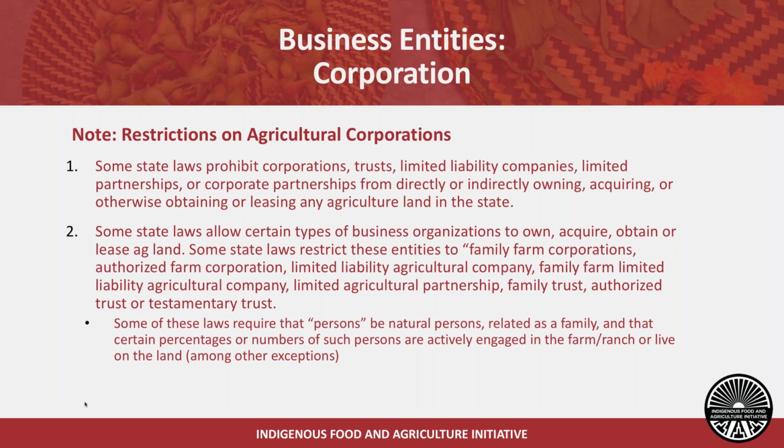Some of these laws require that the persons be natural persons, so you can't have a corporate, kind of a shell corporate owner, I guess. Related as a family, and a certain percentage or number of the persons must be actively engaged in the farm and ranch or live on the land, kind of mirroring some of the crop insurance and things that USDA programs have, kind of similar regulations, that there'd be some sort of active management with that as well.